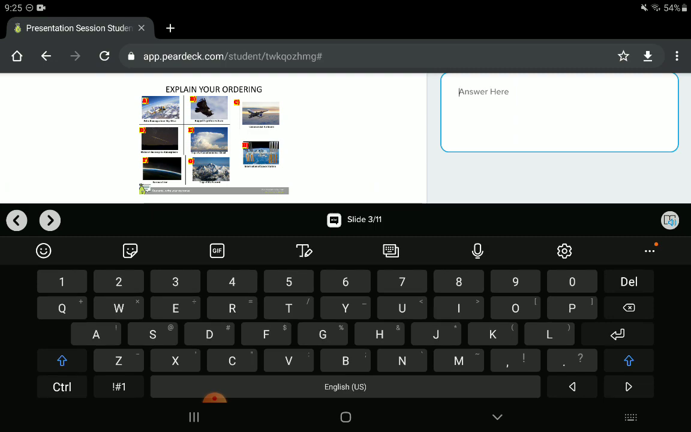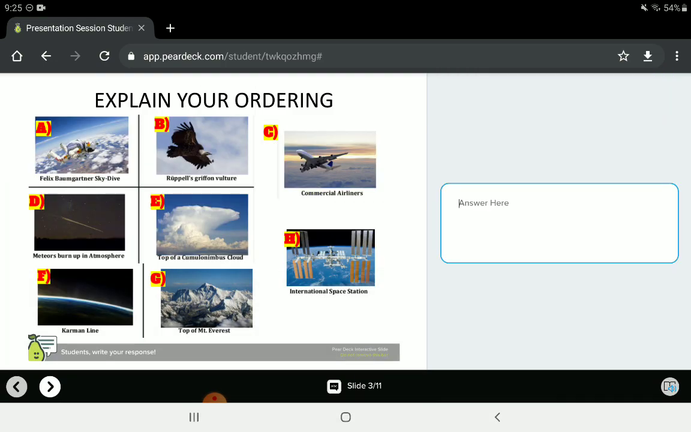On this slide, go ahead and explain your ordering. So why did you decide to put the order in the way it did? If you said the order is A, B, C, D, E, F, G, H, explain why you think that.